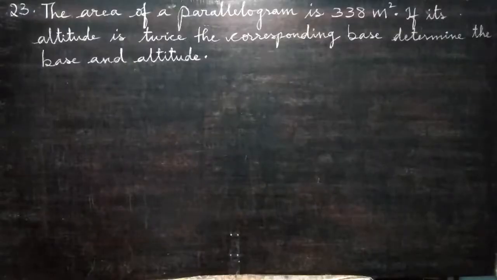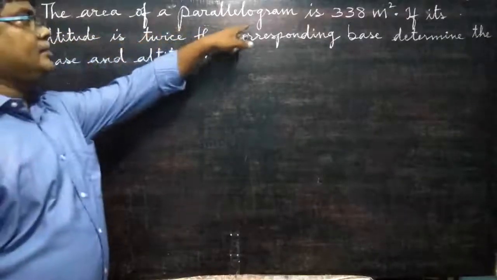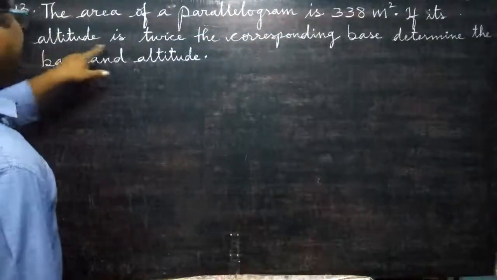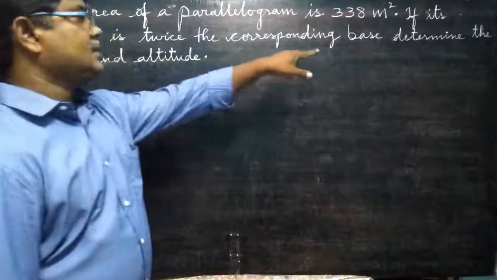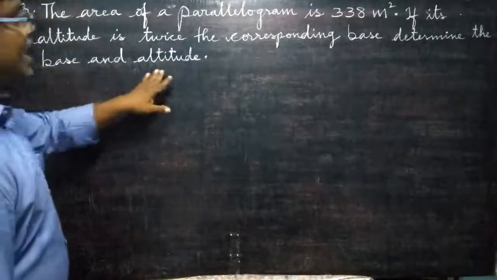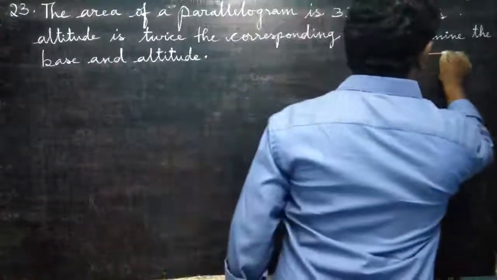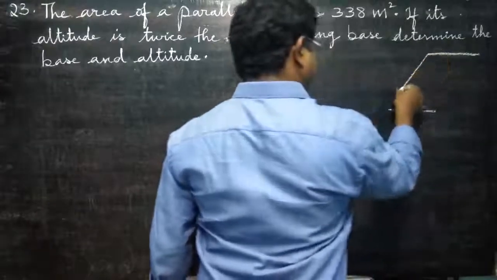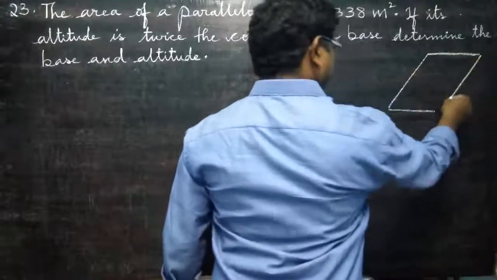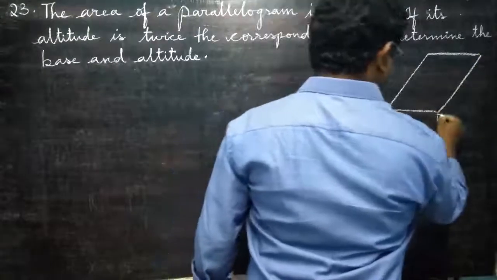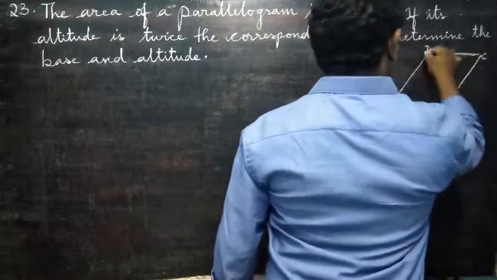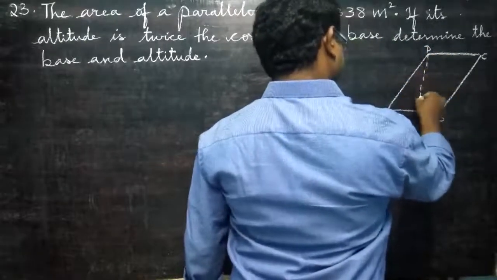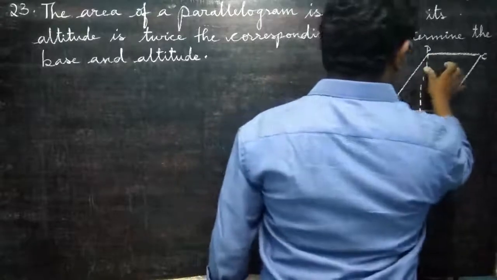The third problem. The area of a parallelogram is 338 meters square. If its altitude is twice the corresponding base, determine the base and altitude. We know parallelogram: in a parallelogram, opposite sides are parallel and equal. ABCD is a parallelogram. Now we don't know the height. Height we don't know.